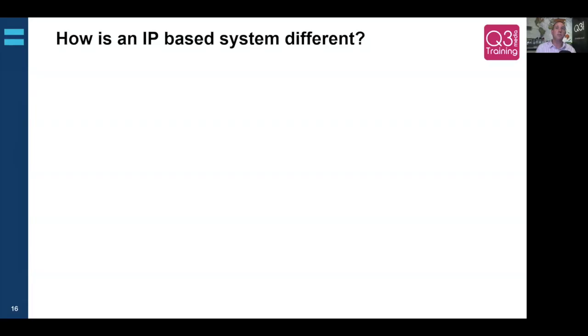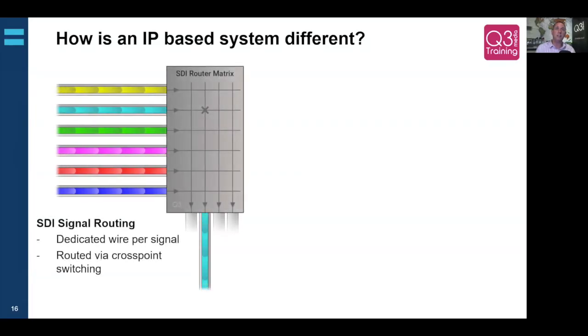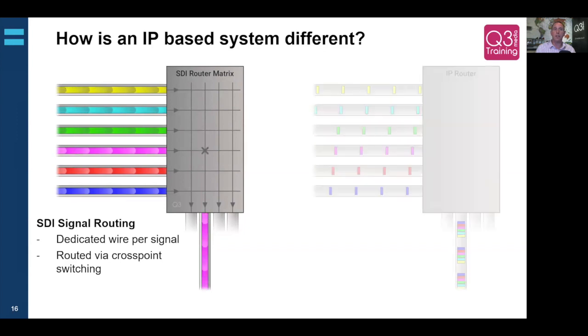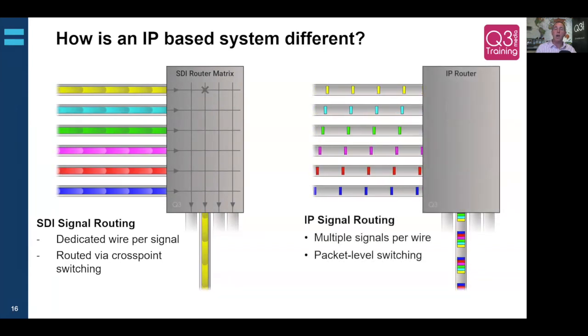So let's look at some of the strengths. So here's an SDI router, as we've said, one wire per signal, simple routing. An IP router works at the packet level. And instead of these being continuous voltages on wires, these are packets down an IP-based network. So I've tried to draw them down here as if they were, for example, HD video coming down a 10 gig pipe. Most of the time, there's nothing on the pipe. It's only a small packet of data every now and then.